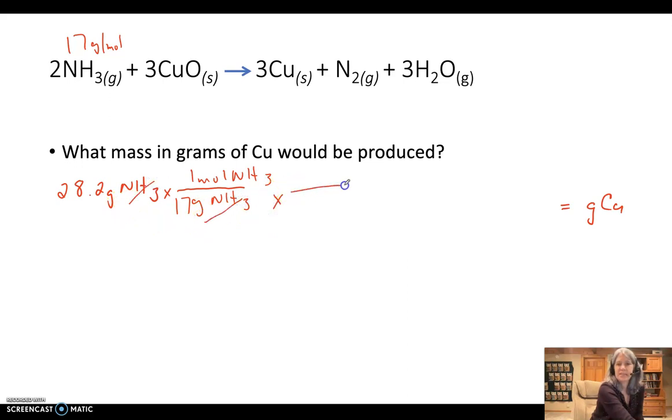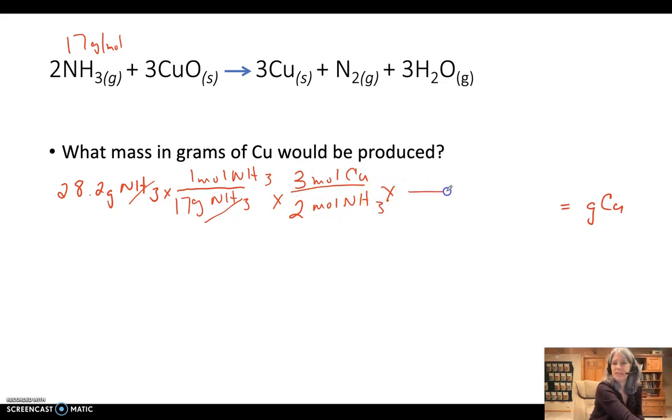And in this case, next, we want to figure out how much copper. So we want to put our moles of ammonia on the bottom. And the moles of copper we'll get on the top. And we always check our balanced equation to see what numbers we put here. So our balanced equation says that for every 2 moles of ammonia that react, we create or produce 3 moles of copper. So the 3 goes on the top.